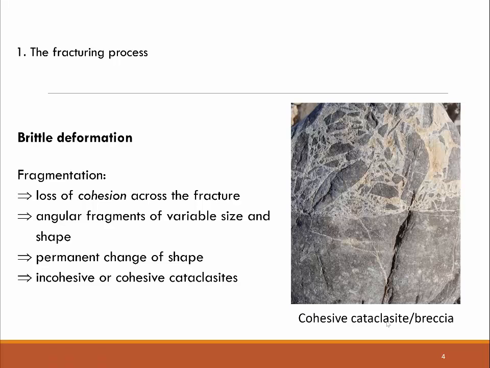In other cases where there is no precipitation and no re-cementation of the fragments, we would talk about an incohesive cataclasite. What they have in common is the loss of cohesion along these fractures and the formation of either planar surfaces like joints or faults, or the formation of such angular fragments in brecciated rocks.